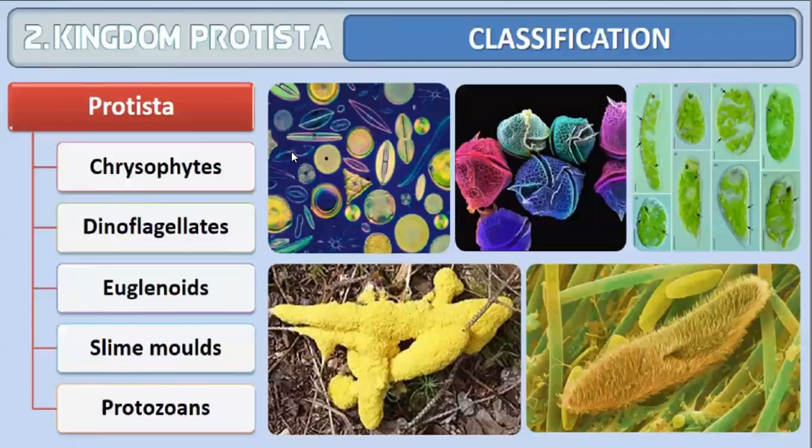This is another thing, that is classification. Kingdom Protista can be classified into chrysophytes, dinoflagellates, euglenoids, slime moulds, and protozoans. Very, very important. You can expect 100% MCQ from these parts. So we have certain tricks for studying the examples of each. Let's move with the very first thing, the chrysophytes.